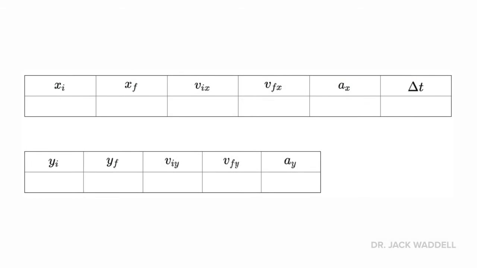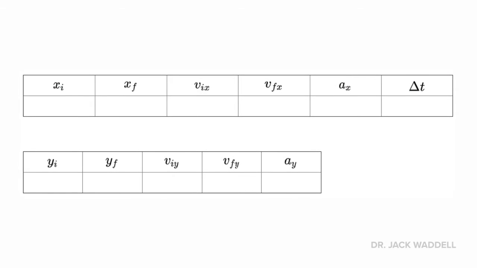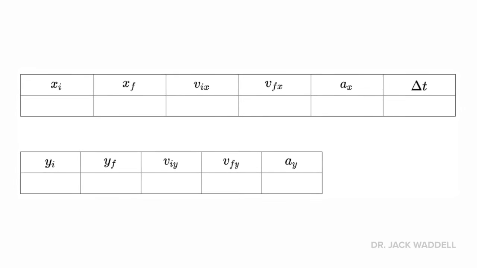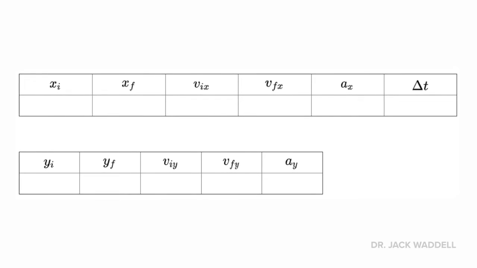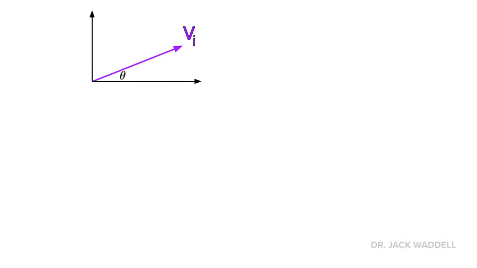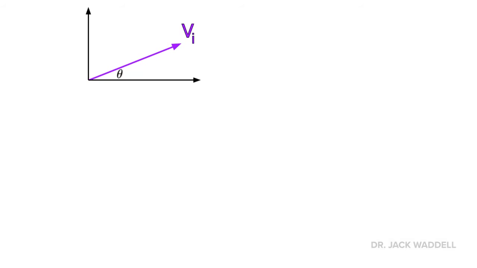Ordinarily, the next step would be to fill in a chart of all our known values. We're going to do that, but in order to figure out the initial X and Y velocities, we're going to need to decompose a vector. Our initial velocity we know is up at an angle. We know the speed and we know that angle.